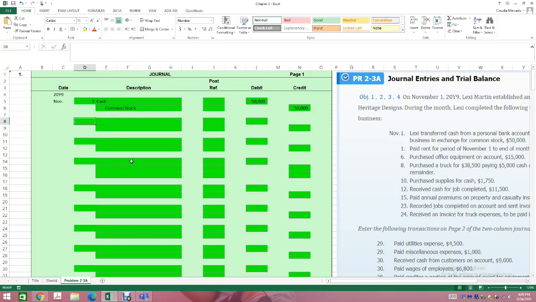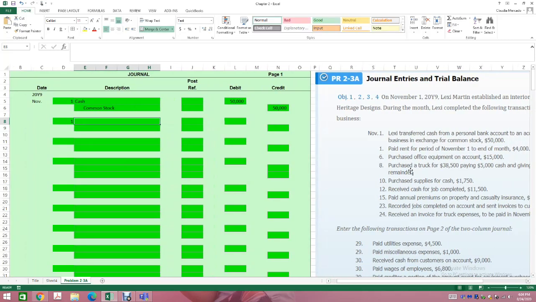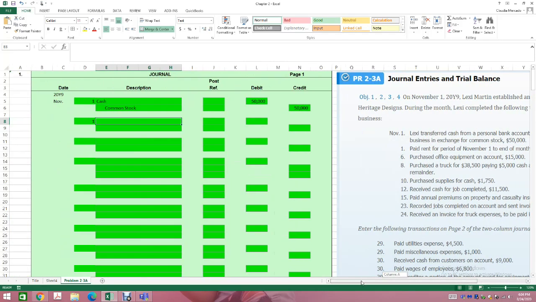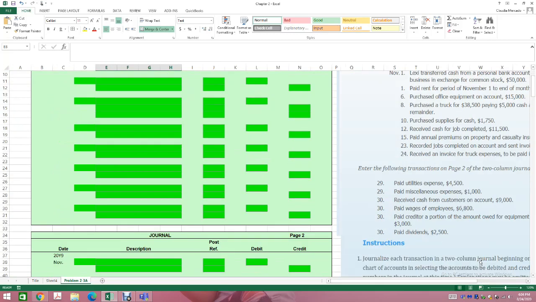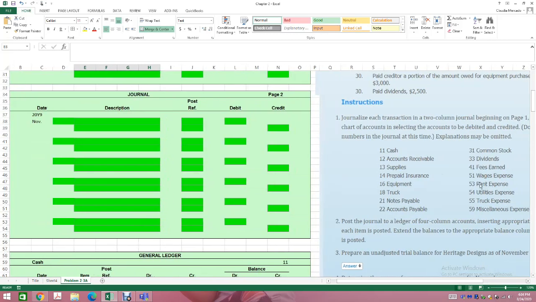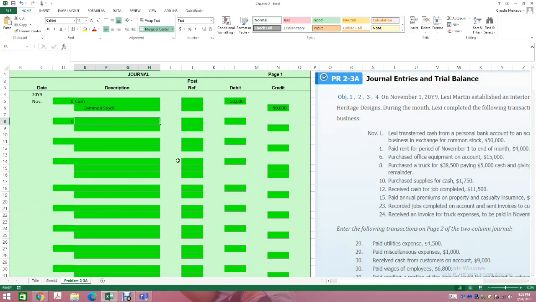Okay. On November the 1st, okay, we have another transaction. It says here that you paid rent for the period of November the 1st to the end of the month, $4,000. So you paid your rent. Okay? So, remember, we need to use these accounts right here. So what did you pay? Well, you paid your rent. So we're going to use the account called rent expense. Okay?